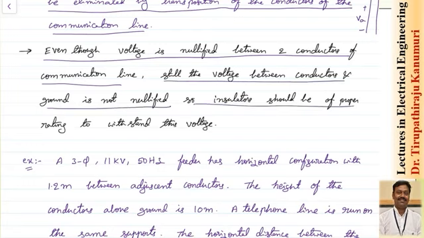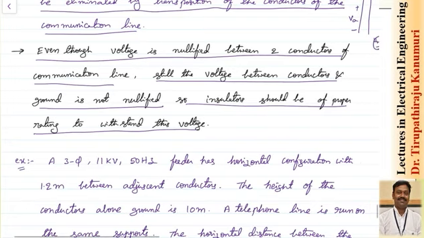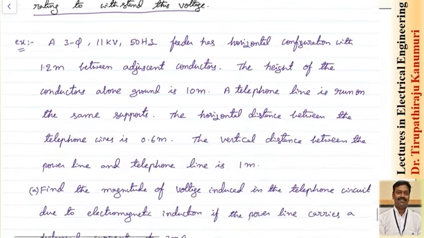So the insulator should be of proper rating to withstand this voltage. In order to give the proper justification of this statement, let us take one example so that it will be completely clear to you. After the example we will discuss in detail.